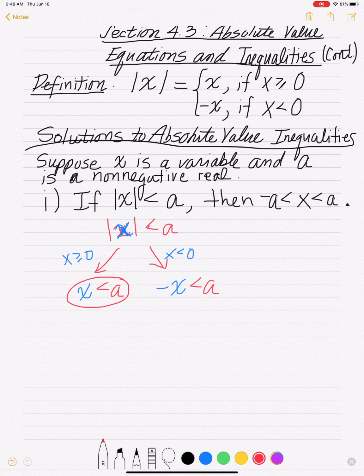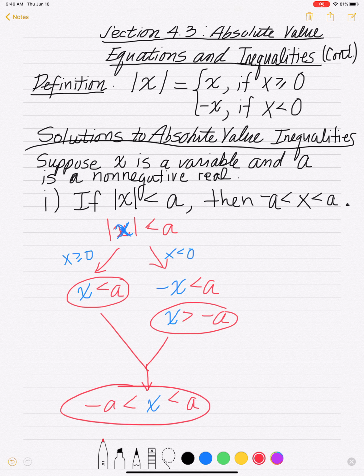Now what you can do to that inequality is multiply both sides by -1. When you multiply both sides by -1, you get x on this side and minus a on the other side. But you have to remember that the inequality flips direction when you multiply through by -1, so it turns around. When you put these two inequalities together, x is going to be smaller than a, but x is also going to be bigger than negative a, so you can write it this way: x is bigger than negative a. That's where that little fact comes from.